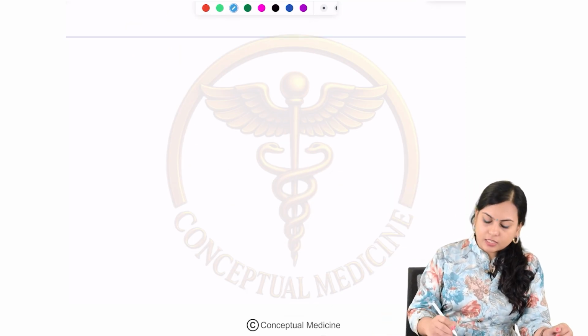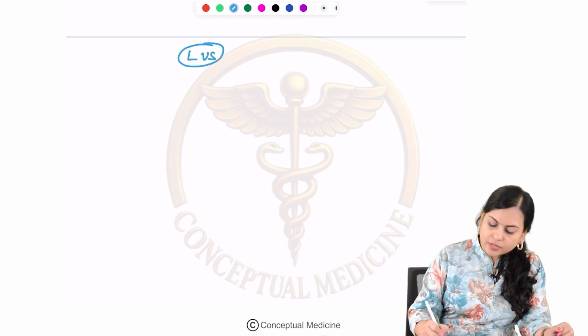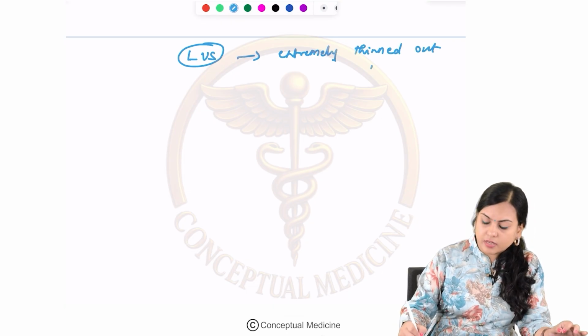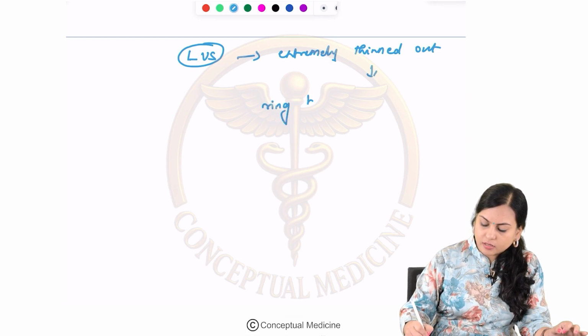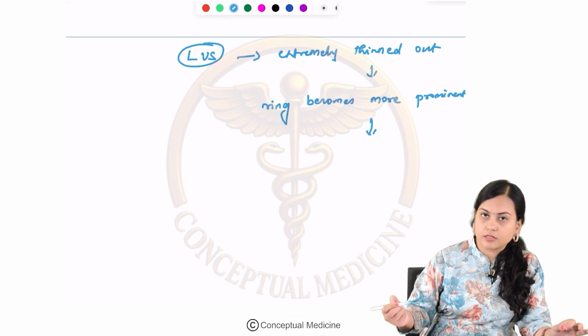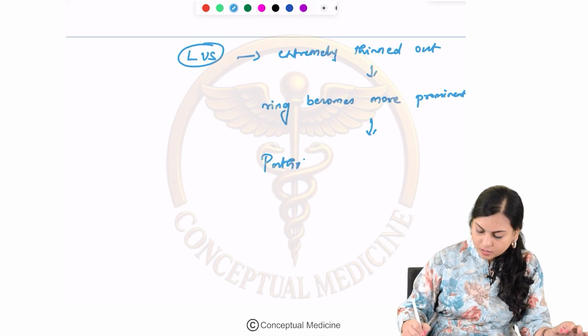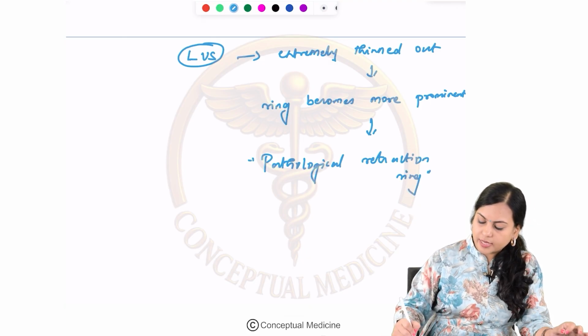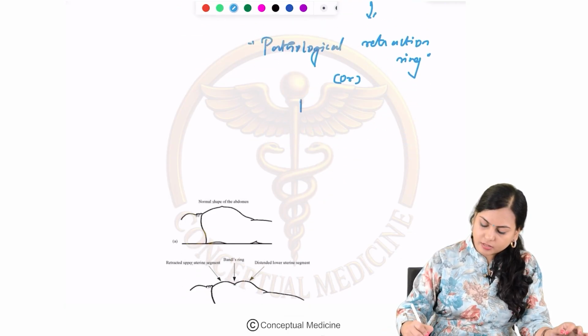In conditions when the lower uterine segment is extremely thinned out, this ring becomes more prominent, and this is called as pathological retraction ring, or it has a special name, that is Bandel's ring.